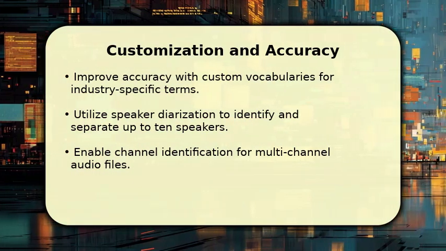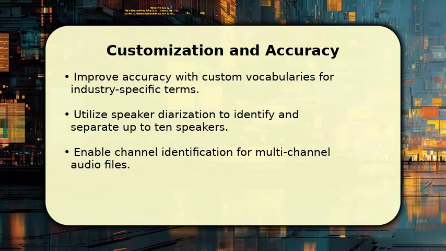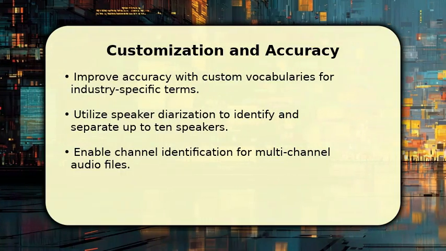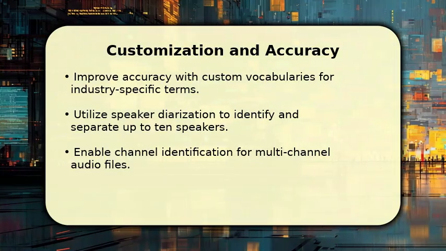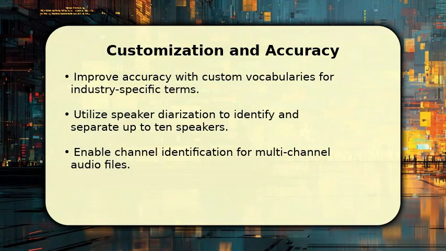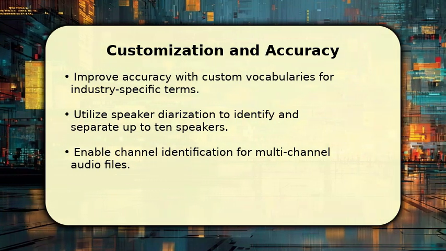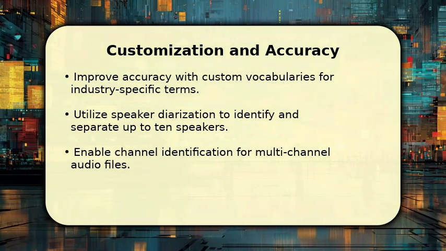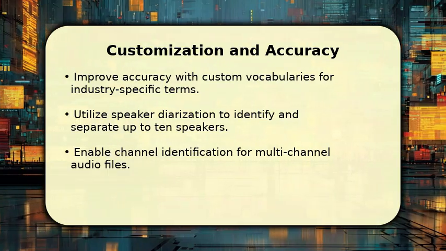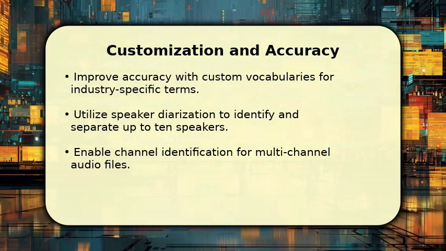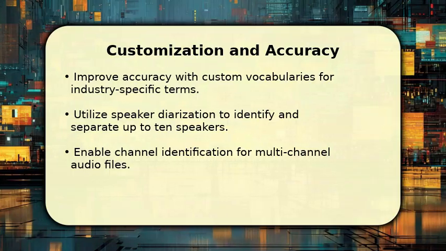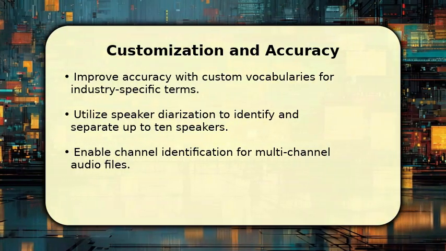Amazon Transcribe offers several features to enhance accuracy and tailor transcriptions to your specific needs. You can create custom vocabularies to ensure accurate transcription of unique names, product terms, or industry-specific jargon. For audio with multiple speakers, enable speaker diarization, which can identify and separate up to 10 distinct voices.